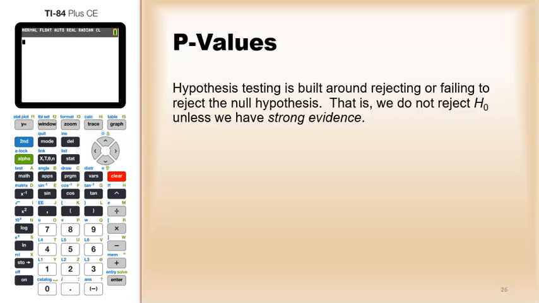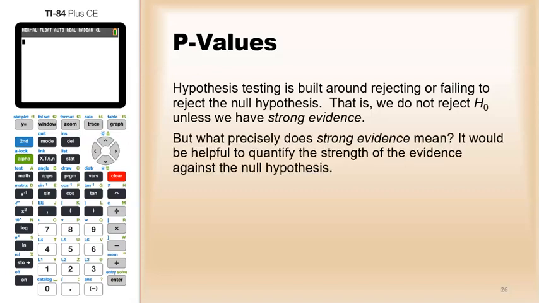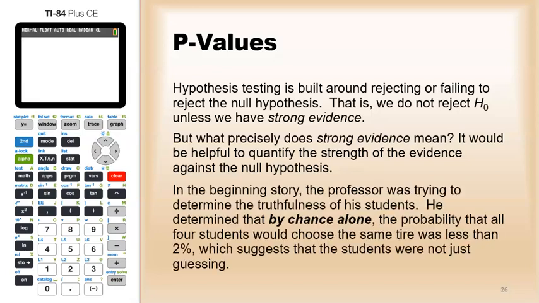All right. Hypothesis testing is built around rejecting or failing to reject the null hypothesis. That is, we do not reject the null hypothesis unless we have strong evidence. But what does strong evidence really mean? It would be helpful to quantify that strength of the evidence against a null hypothesis.